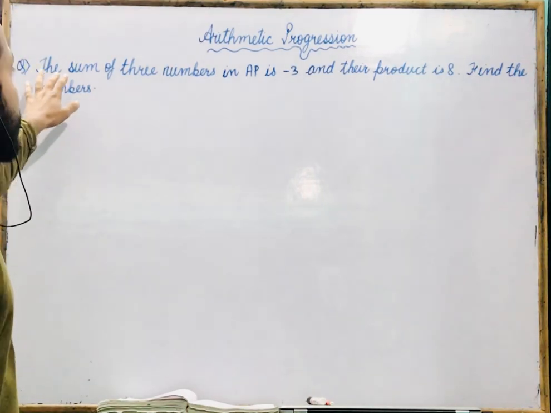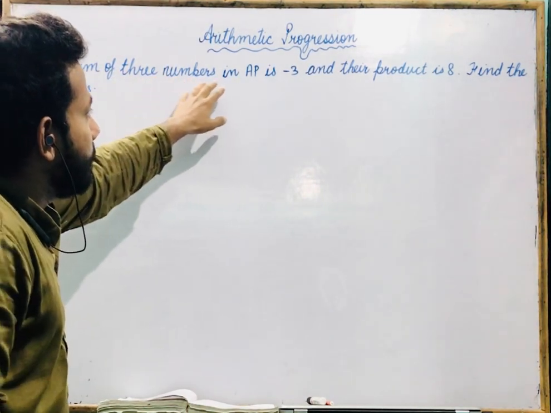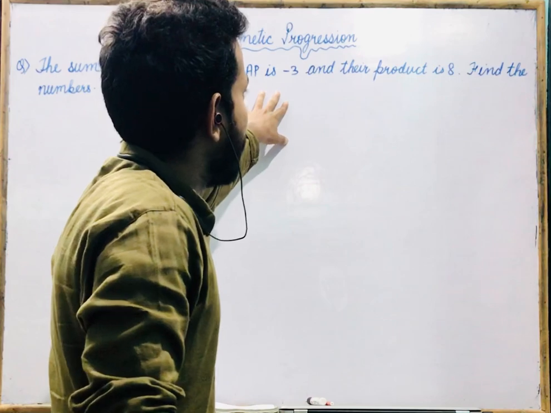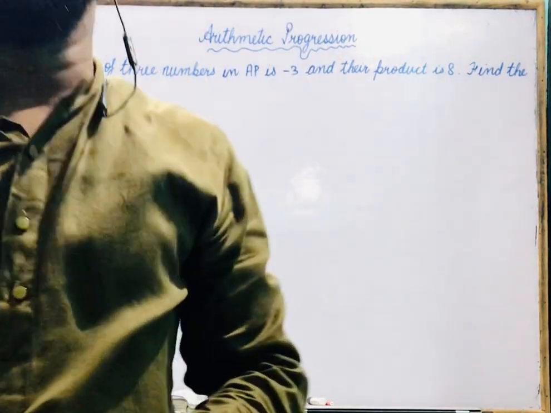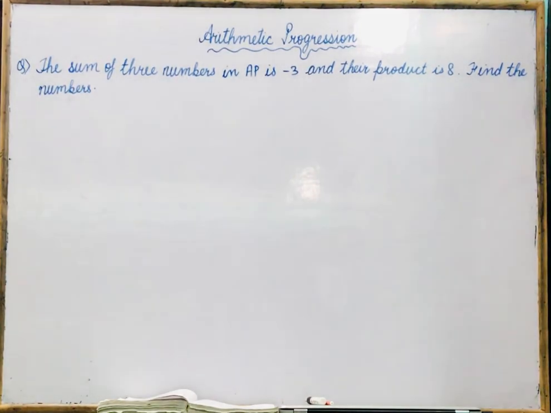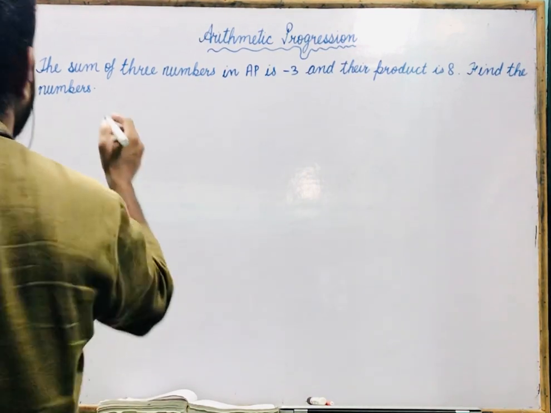The sum of three numbers in AP is -3 and their product is 8. Find the numbers. So how do we select three terms in an AP? We select three terms in an AP as A minus D, A and A plus D. The question is, the sum of three numbers in an AP is -3 and their product is 8. So there are three terms in an AP.